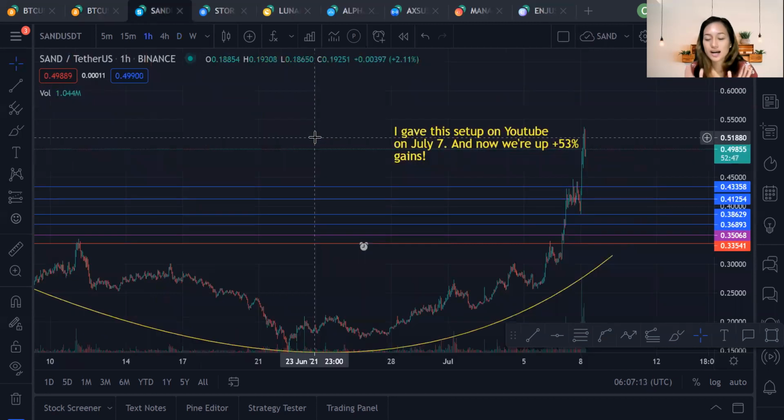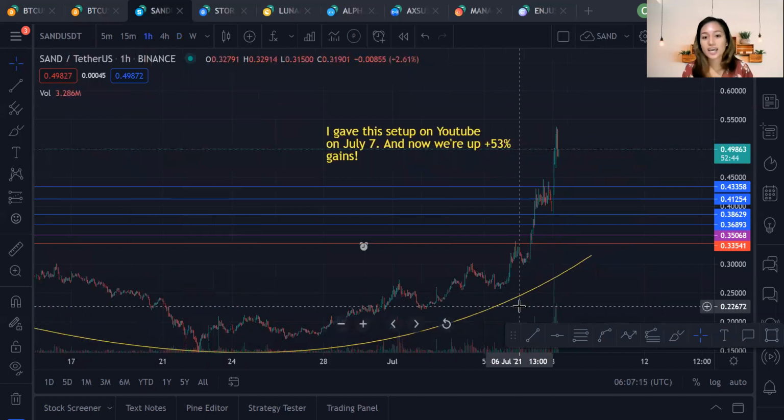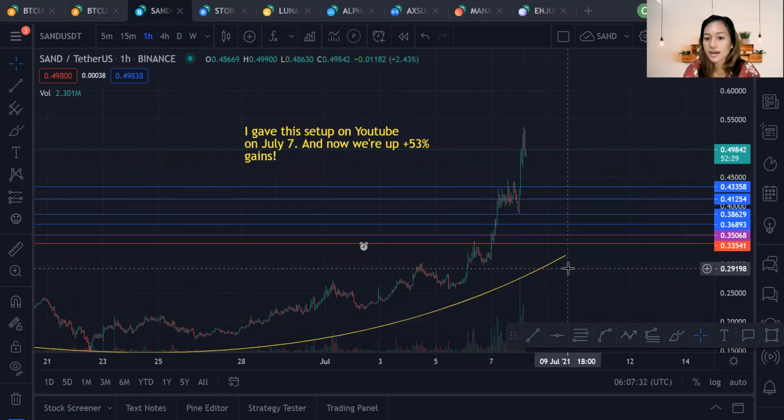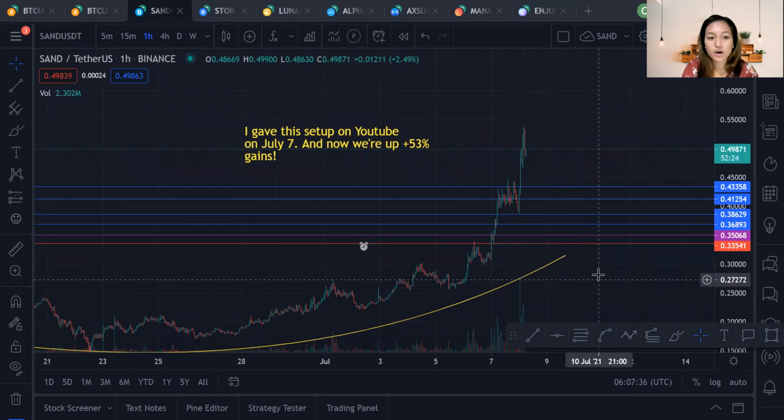Okay, as I said earlier, I gave this setup in a YouTube video on July 7, which is yesterday, and now we are up around 53% gains. Let me show that to you. I told you to buy around this purple area, and yes, it did kick off from that purple area. So I hope you set a buy limit in that area.